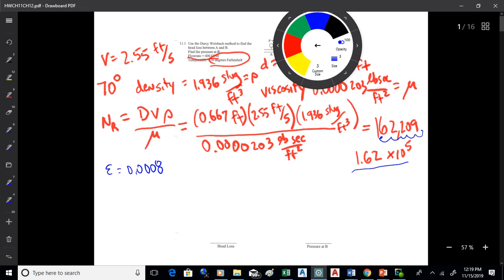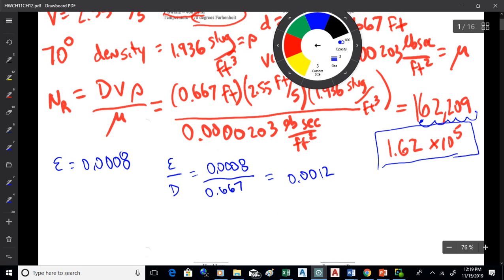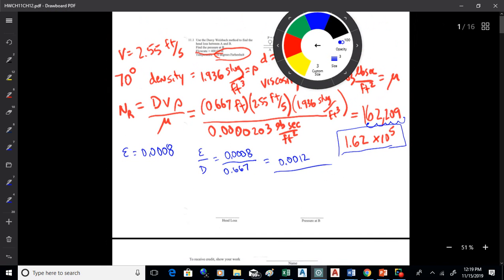Now what we look at on that chart is a ratio of the biggest imperfection in the pipe divided by the pipe diameter. These numbers are all in feet, so this will be another dimensionless number. So it's 0.0008 divided by 0.667, which gets you 0.0012. Now we've got the Reynolds number and this epsilon over D ratio. Once you have that, you can go onto the chart and find the friction factor. That's the reason we're doing all this, to get to the friction factor.